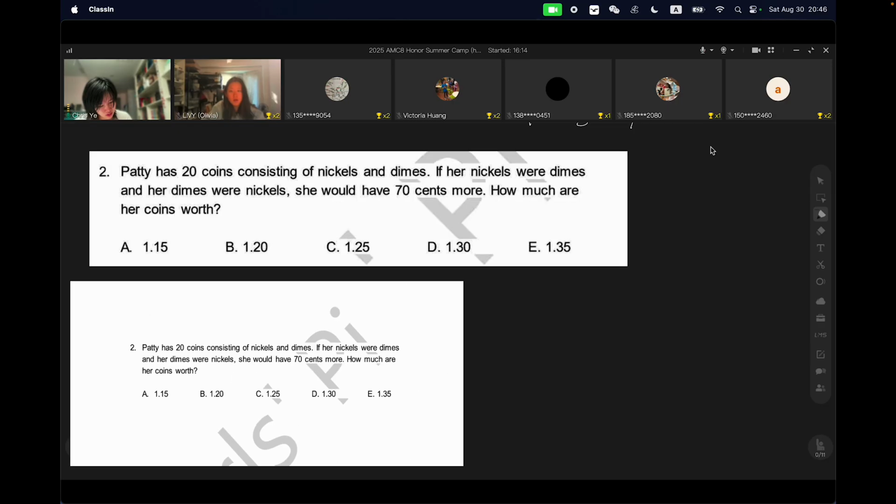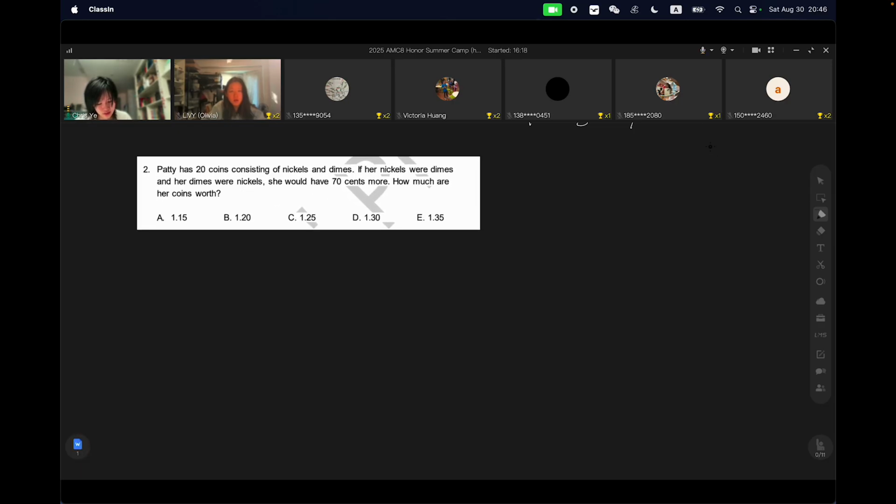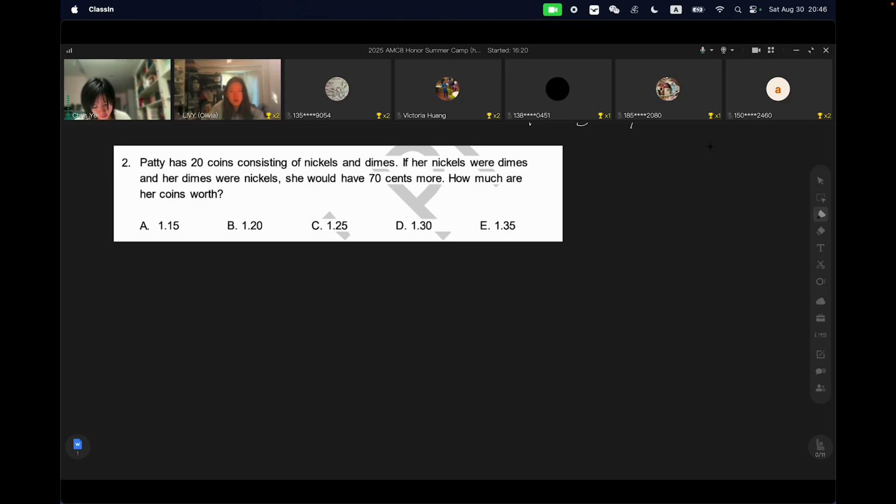So this one is a little bit different. It says that Patty had 20 coins consisting of nickels and dimes. So nickels are 5 cents and dimes are 10. It says that if her nickels were dimes and her dimes were nickels, which means that they switched how many nickels and dimes there were, she would have 70 cents more. How much are her coins worth?